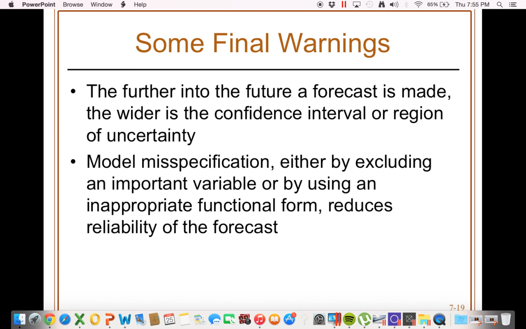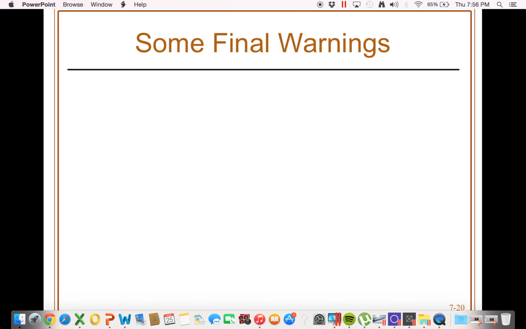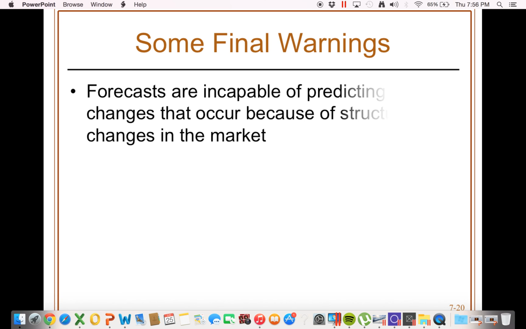But model misspecification is another problem, and this is a situation in which you're not specifying your model correctly. This could be done by either excluding an important variable or using an inappropriate functional form, and it can reduce the reliability of a forecast. Forecasts are incapable of predicting sharp changes that occur because of structural changes in the market. That's kind of what we were just discussing with the Greece situation.